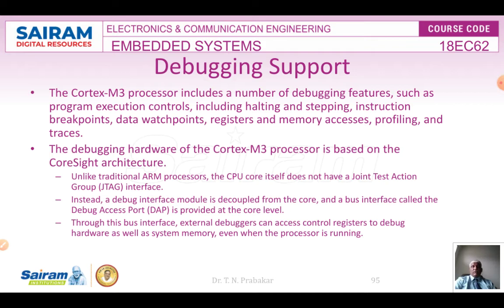Then there are watch points: whenever a register has a particular value, you watch that value. All those facilities are available to provide good debugging support for your ARM processor. And then there is the Joint Test Action Group, the JTAG interface. Normally it is going to be a USB interface, through which we can read some additional data that will be useful for debugging support. That is also provided. And for debugging, there are special ports called the debug access port, which is also available there.